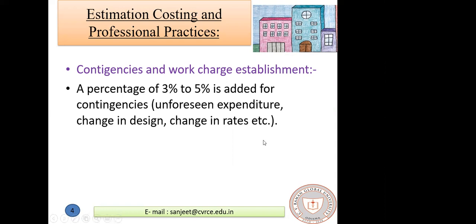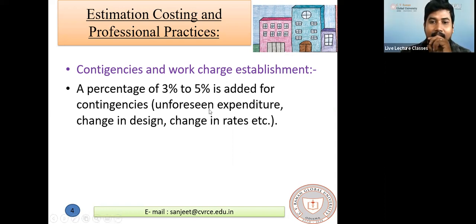Just see what definition I have mentioned. A percentage of 3 to 5% is added for contingency. What is that contingency? It is the unforeseen expenditure, which was initially not known. That means initially we have designed for 8 foundations, but at the actual construction site, when I go across the soil and see the soil condition, I change the foundations from 8 to 10. That is unforeseen expenditure. That is a change in design and change in rate also.